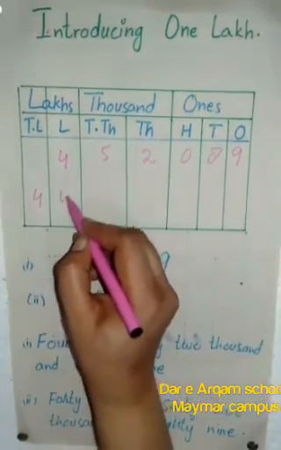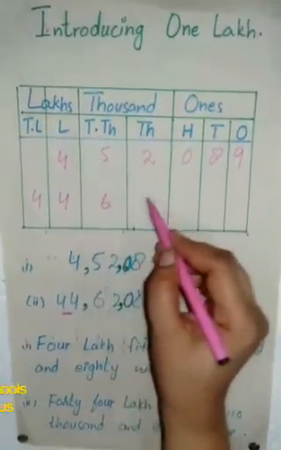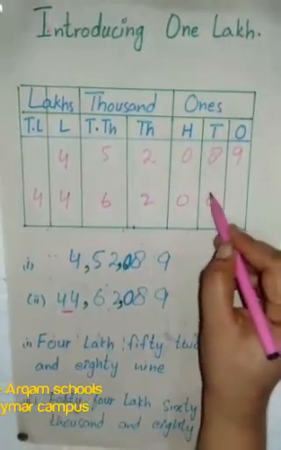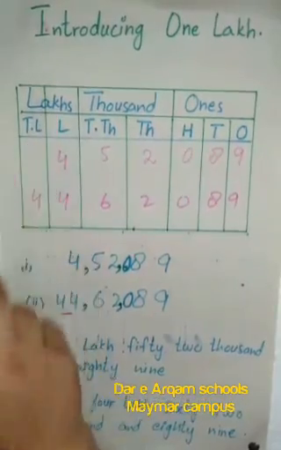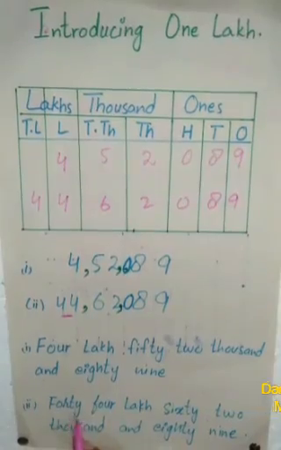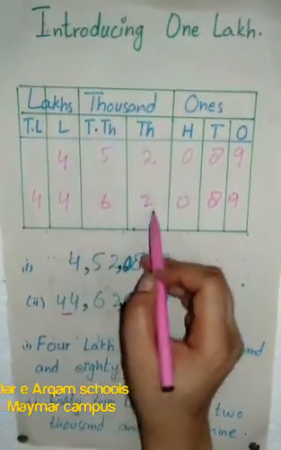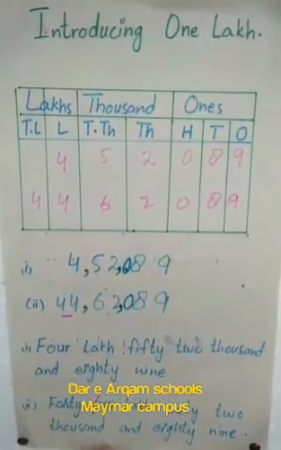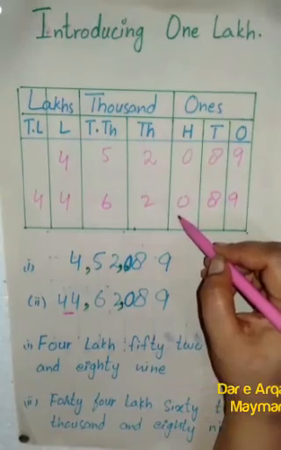And when we have two numbers in the lakh period, then we will start placing them from 10 lakh. So you will start writing from 10 lakh: 44, 62, 0, 8 and 9. Now we have two numbers in the lakh period, so it will be 44 lakh. So here I have written 44 lakh. Two numbers in thousand make it 62,000, and 89, because we don't have any number in the 100 column.